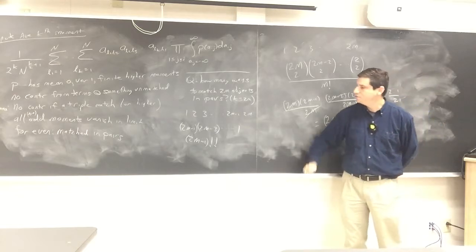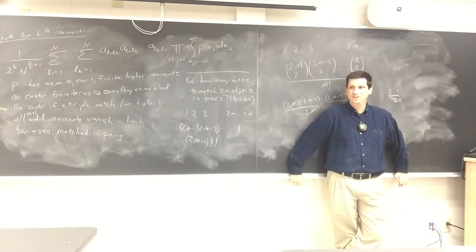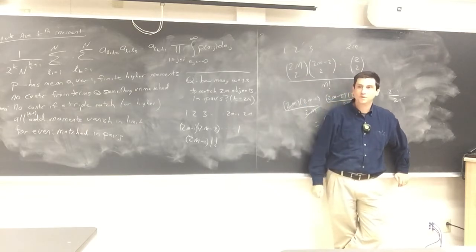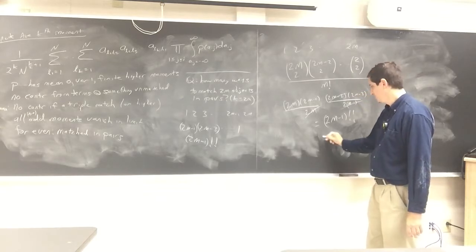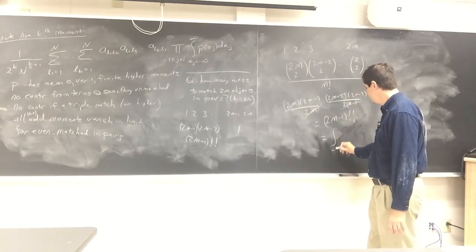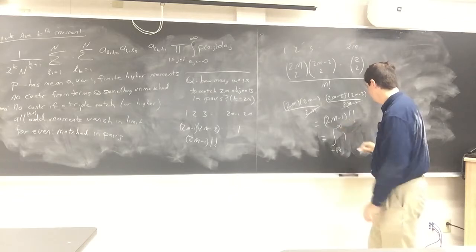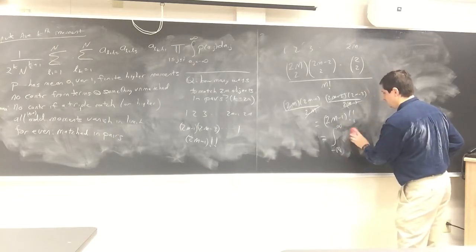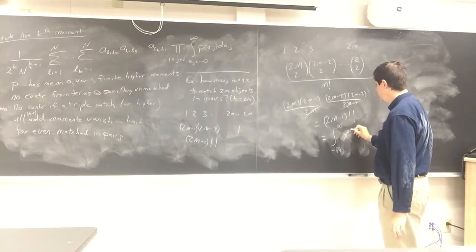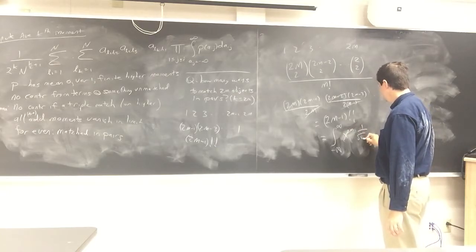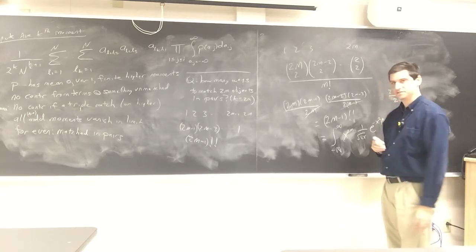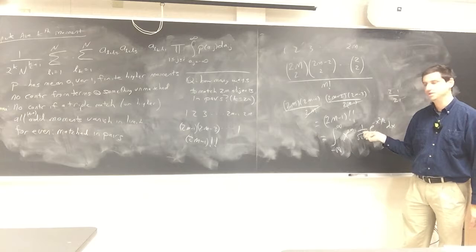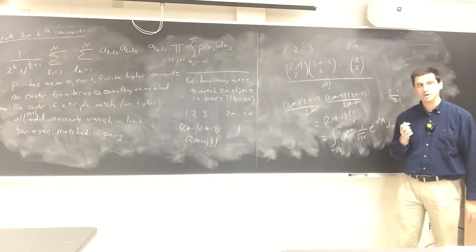You have seen this number, 2m minus 1 double factorial, before. Anybody remember where you've seen this? Or at least I know half of this class has seen this. Probably where? This equals the integral from minus infinity to infinity of x to the 2m times 1 over square root of 2 pi e to the negative x squared over 2 dx. The 2mth moment of the standard normal is 2m minus 1 double factorial.